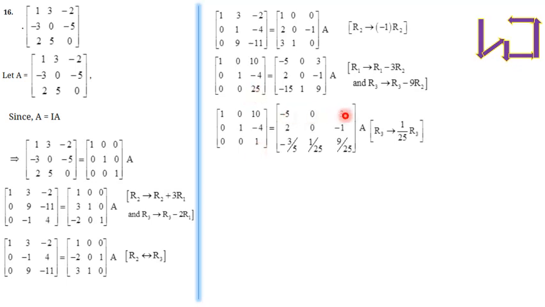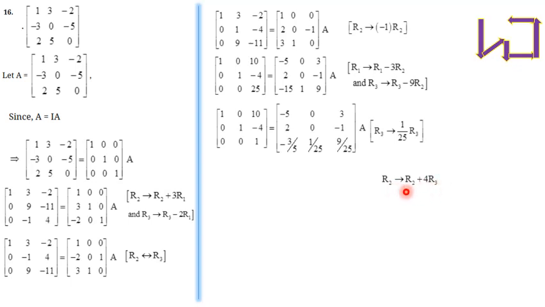Here also R1 remains the same, minus 5 0 3, here also minus 5 0 3. Next 2 0 minus 1, here also 2 0 minus 1. Next R3 is changing, 1 by 25 into minus 15, that is minus 15 by 25. When you cancel 5, it becomes minus 3 by 5. Next 1 by 25 into 1, that is 1 by 25. Next 1 by 25 into 9, that becomes 9 by 25. Now we have to change this 10 and this minus 4 only. For that purpose, we are going for the transformation.